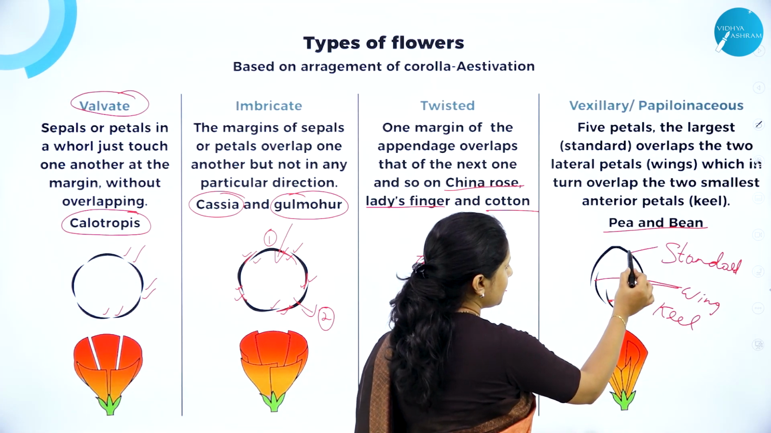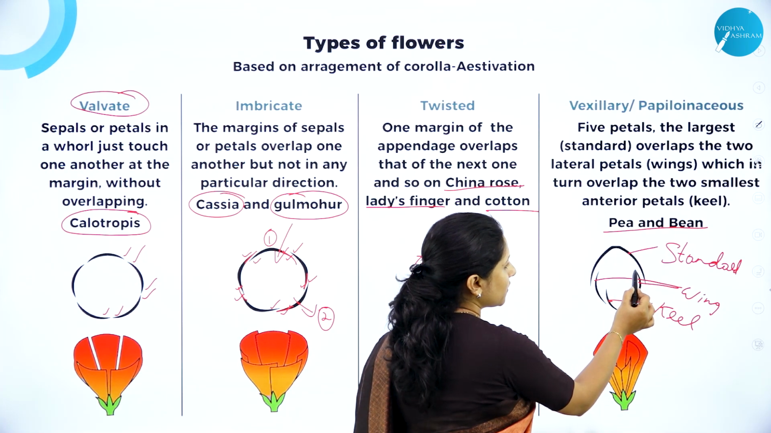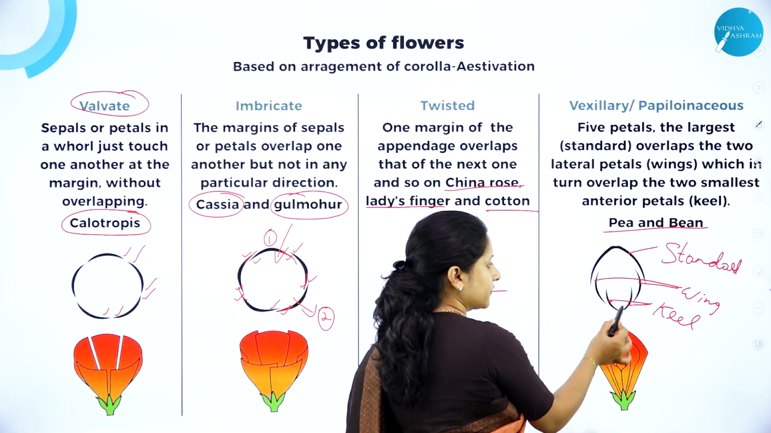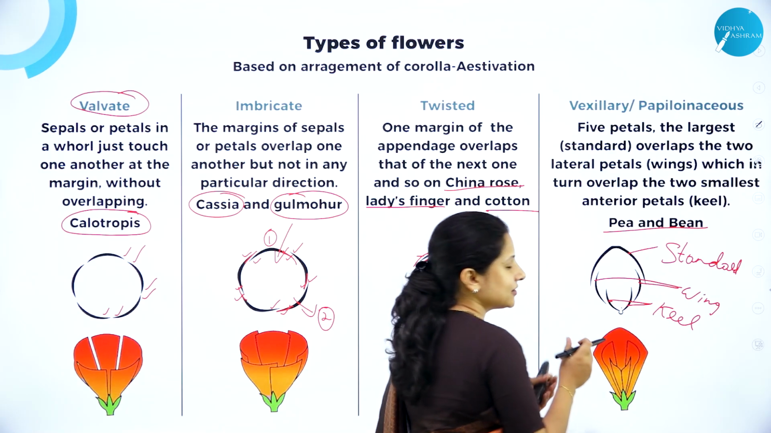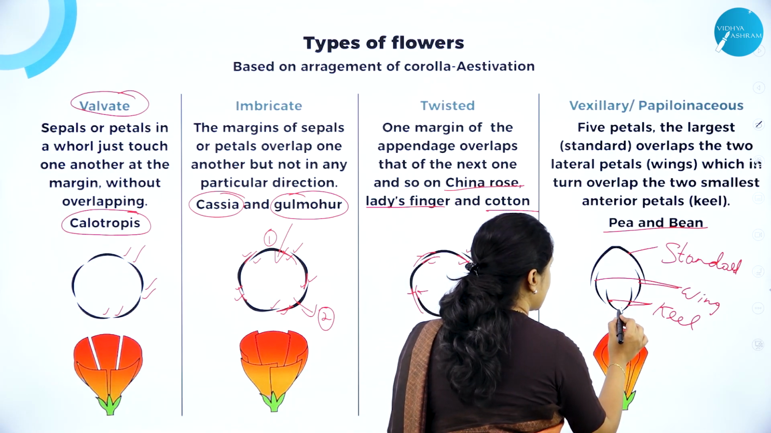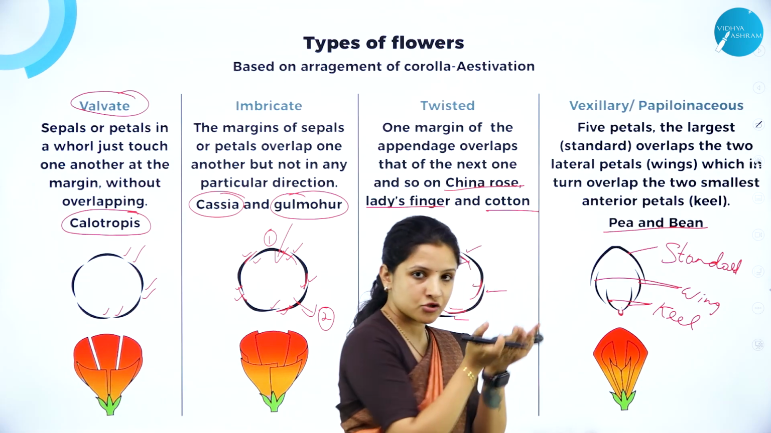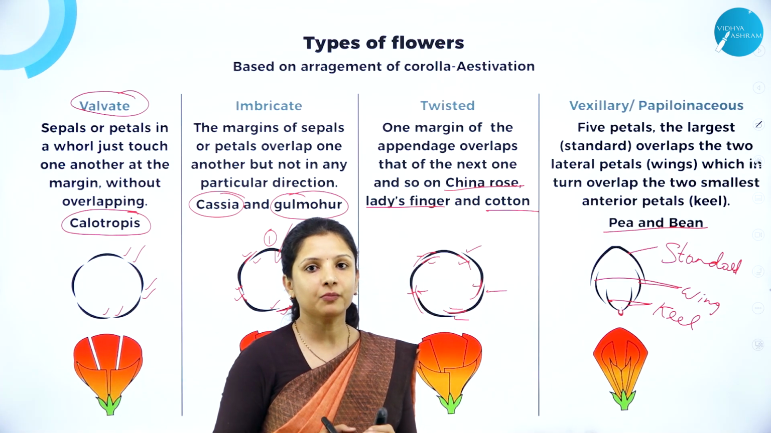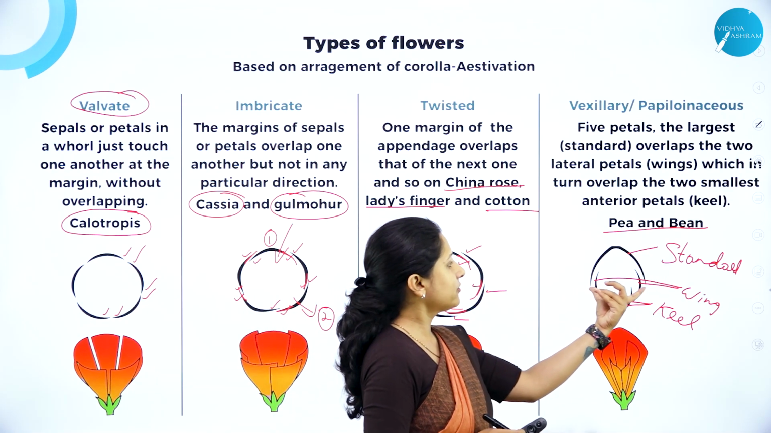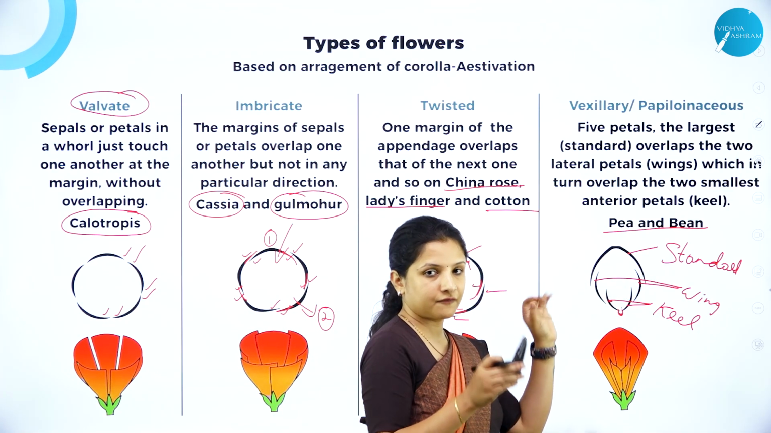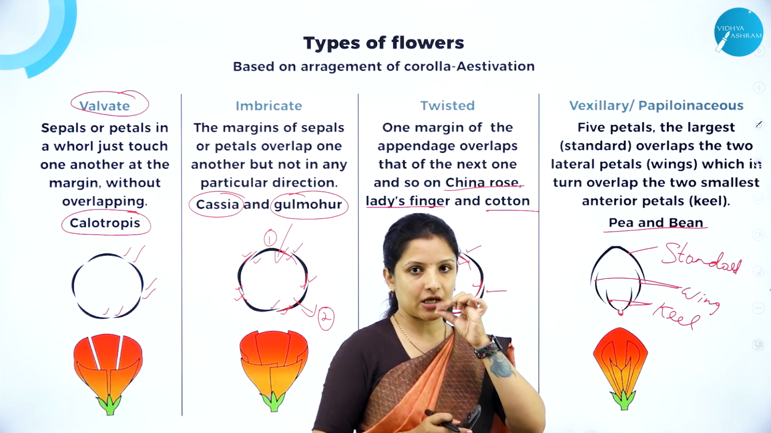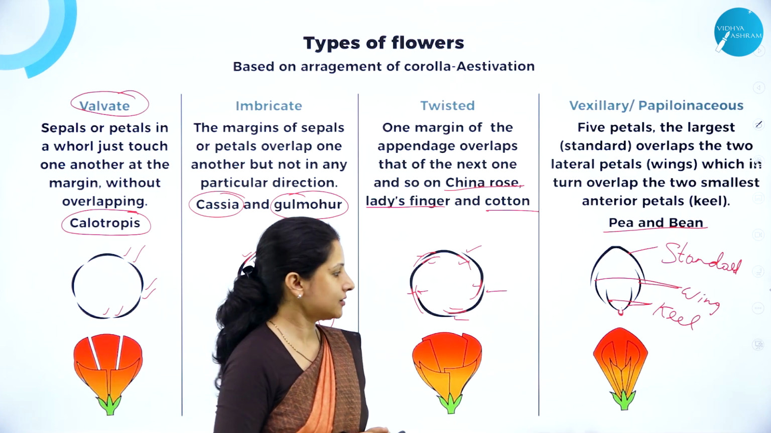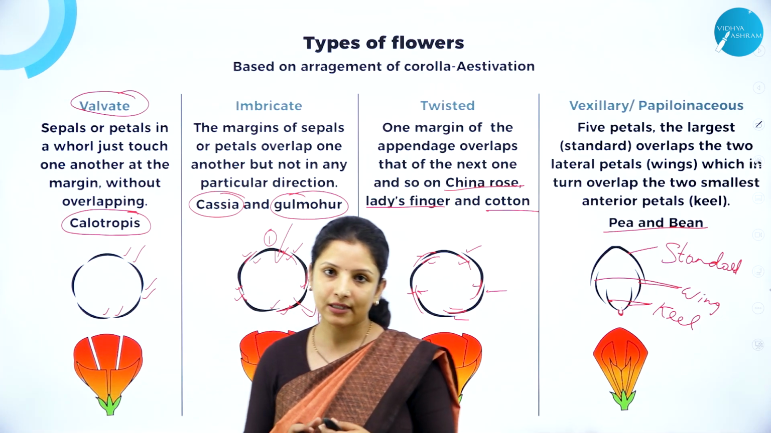Now the standard petal's margin is overlapping with that of the wing petals. The wing petals' margin is overlapping with that of the keel petals, and the keel petals are joined, and therefore they have shown this symbol here to represent joining. Such an arrangement is called vexillary or papilionaceous aestivation. It looks like a spread-out butterfly wing, and also like lips. That is why it is also called vexillary or papilionaceous aestivation. So this was about aestivation.